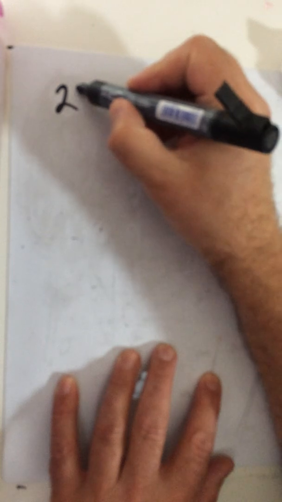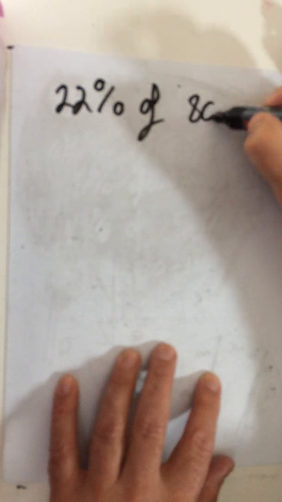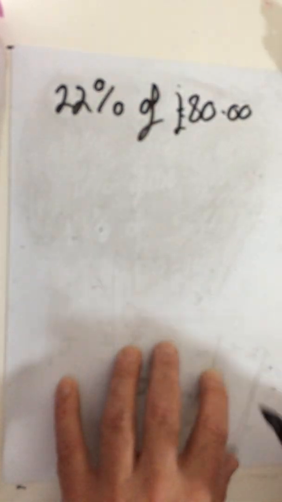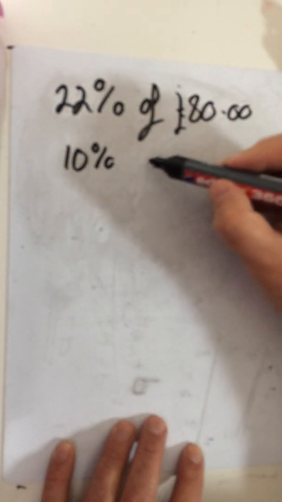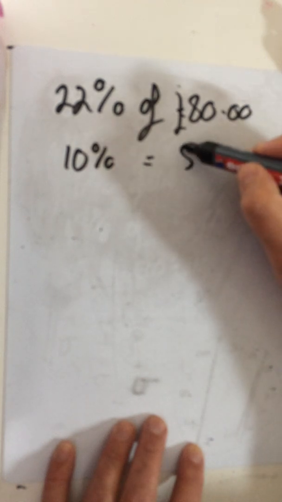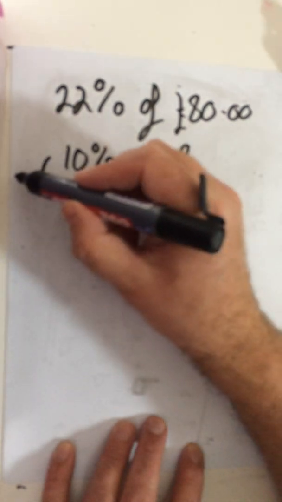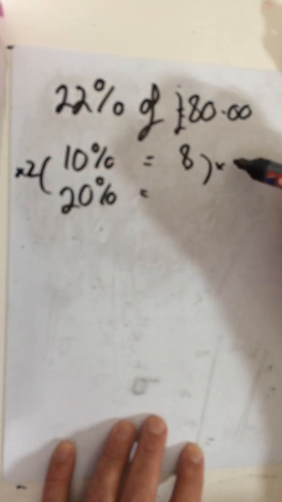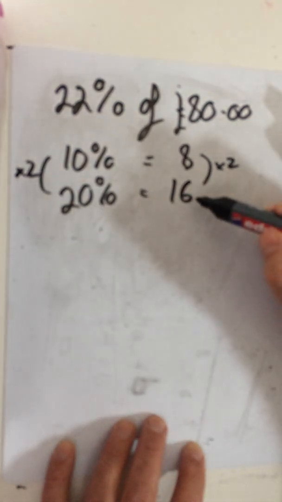Okay, and then we can do slightly trickier ones than that. So you might be asked to find 22% of £80. Now again, I'm going to start off by finding 10%. I'm just going to divide that by 10. 80 divided by 10 is 8. So now I can find out 20% quite easily. How am I getting from there to there? I'm timesing by 2. So that becomes £16. So I know now that the 20% is £16.